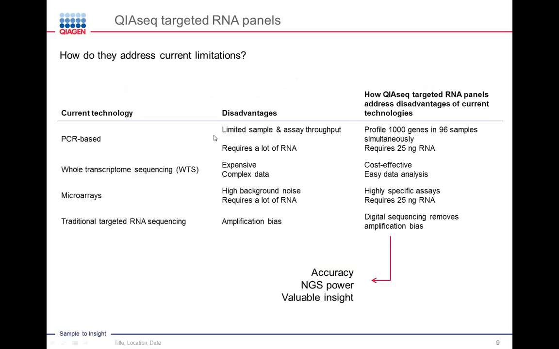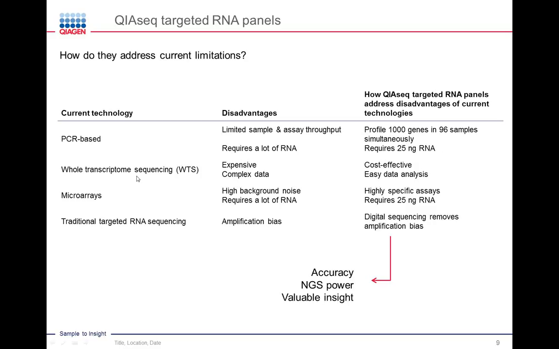So how do the QIAseq targeted RNA panels address current limitations of existing technologies? When we compare the QIAseq targeted RNA panels against PCR-based methodologies, the panels allow you to profile up to 1,000 genes in 96 samples simultaneously. So you can profile 1,000 genes in all of these samples in the same sequencing run, which will decrease the cost associated with each sample. The QIAseq targeted RNA panels require very minimal RNA input, as low as 25 nanograms of RNA or even lower can be used. So this now enables you to profile gene expression in those samples that were not accessible with PCR-based methodologies, because PCR-based methodologies might require a lot more RNA.